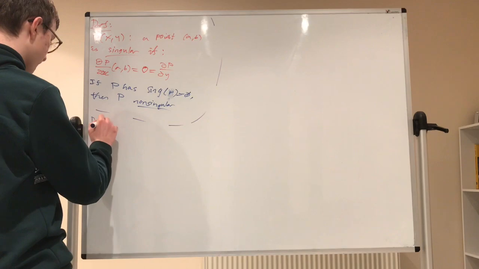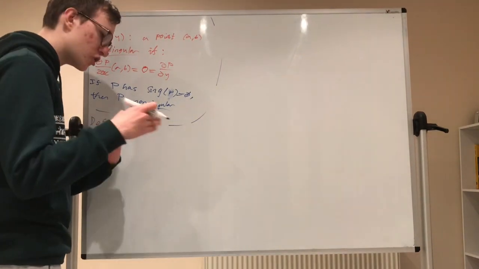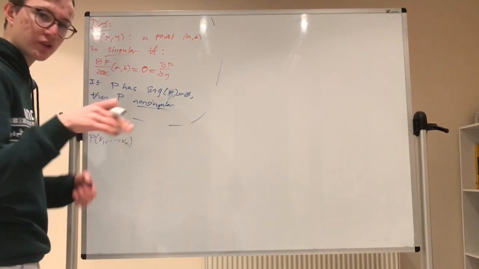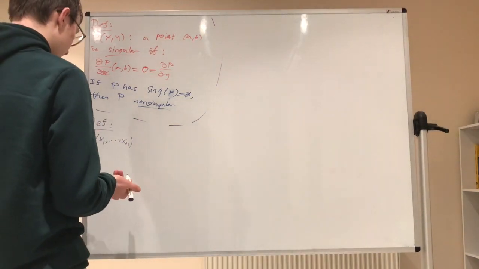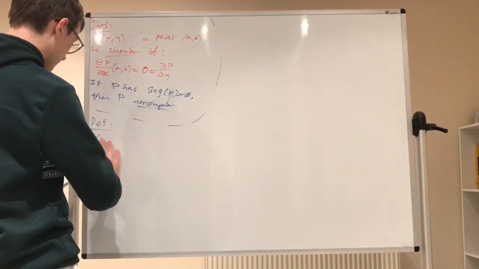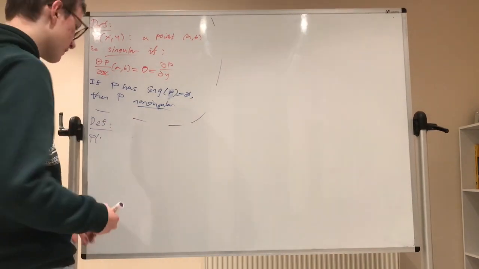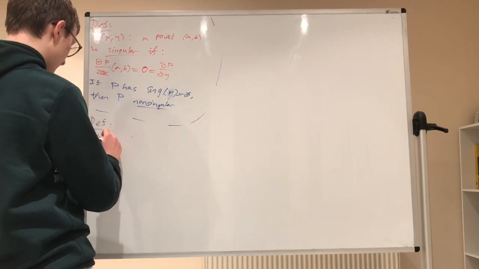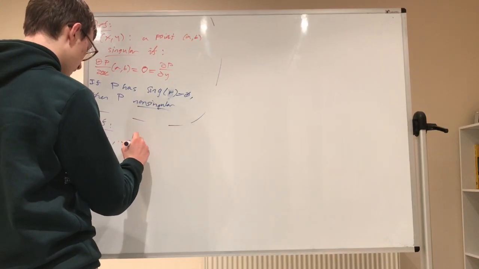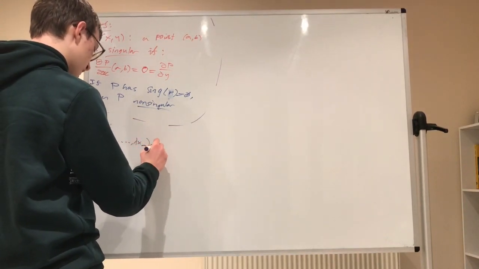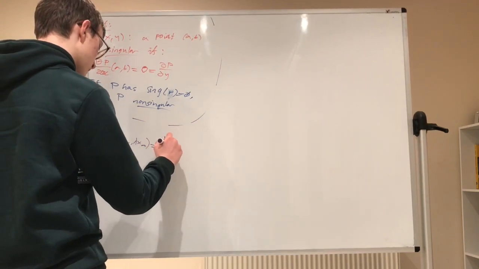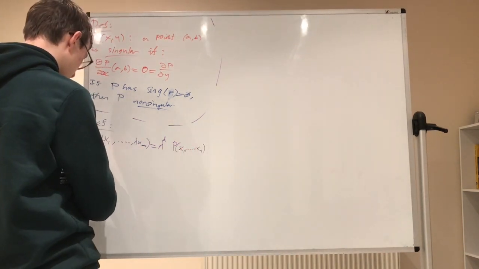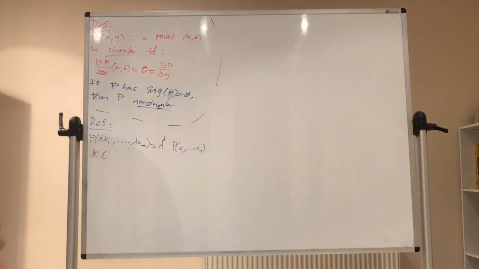So, definition. We have that a polynomial in n variables, p of x1, blah, blah, blah, xn, is homogeneous of degree d if p of lambda x1, blah, blah, blah, up until lambda xn is equal to lambda to the d times p of x1, up until xn, for all complex numbers lambda.